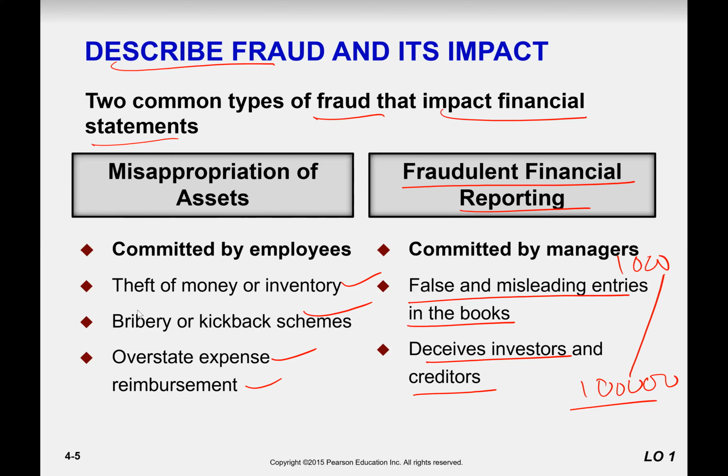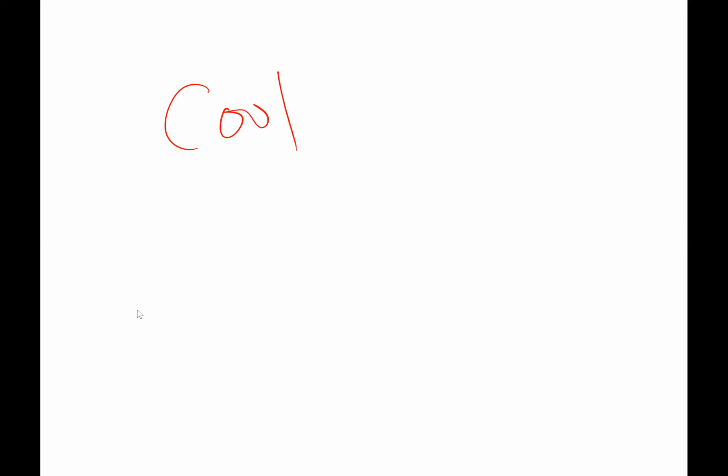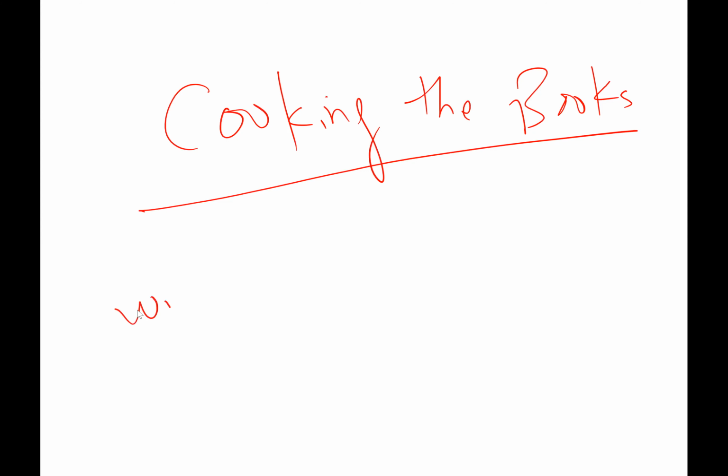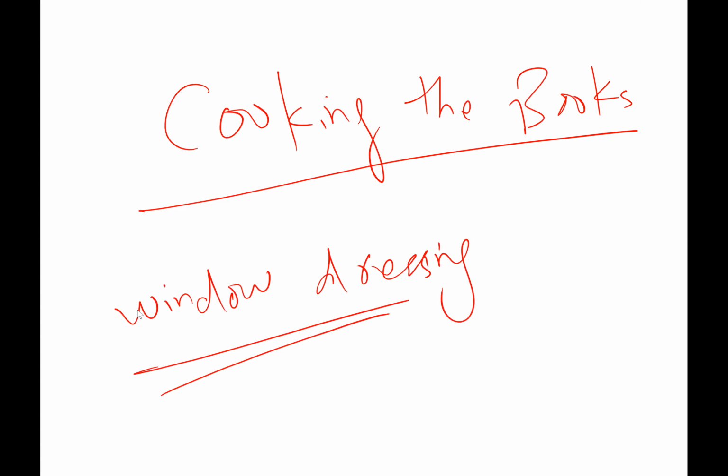Sir, I have a question. The second one is in order to sell more stock on the market. The second one, yes, okay. So this information is for you. Basically, we call this cooking the books, or window dressing. Oh, I get it. Right?